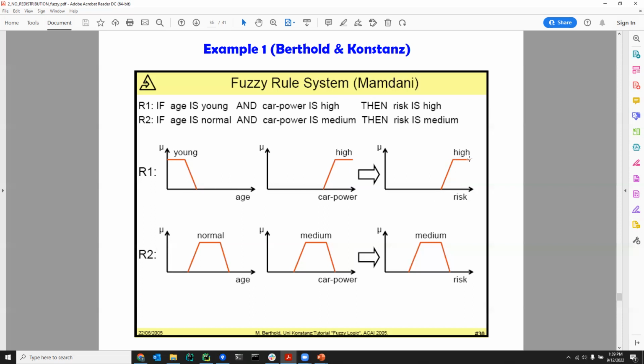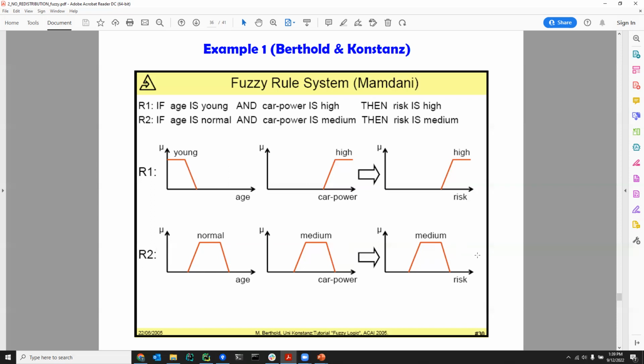And that seems like it makes sense, right? That's something that humans intuitively seem to know. Even if they didn't know, this could still represent the system just fine, but that intuitively makes sense. We can make this simply by hand by representing these concepts. We could also have another rule that says if your age is normal, so you're not young and you're not old, and the car power is medium, it's not low, it's not high, then your risk is medium. It's also not low and not high.